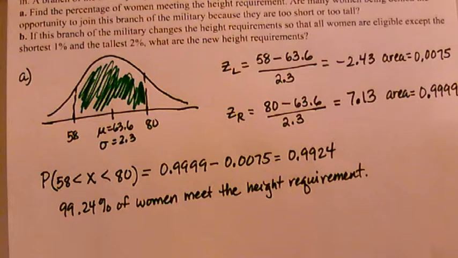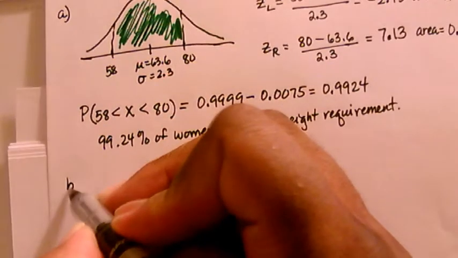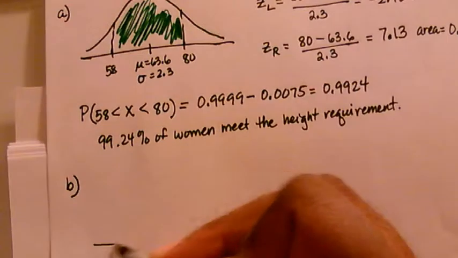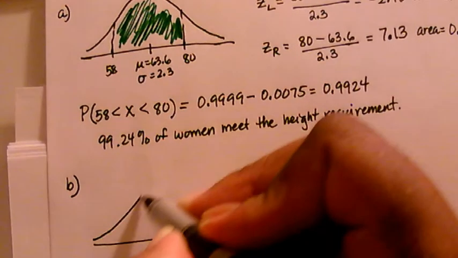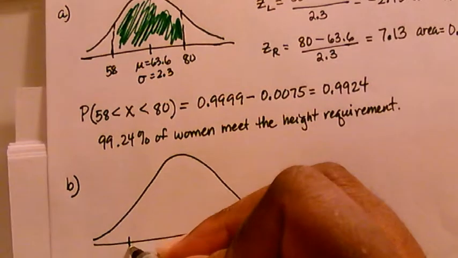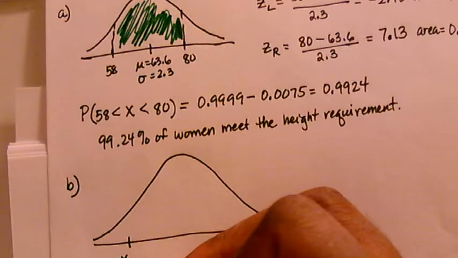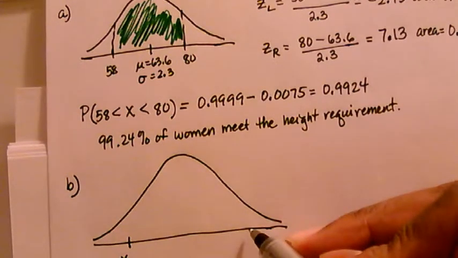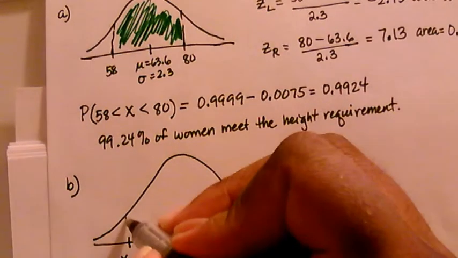Part B is this. If this branch of military changes the height requirement so that all women are eligible except the shortest 1% and the tallest 2%, what would be the new height requirements? Okay, so now we're going to draw another normal curve. So this will be part B. So now we're looking for the x values here in this case. The x values for the shortest and the x values for the tallest.